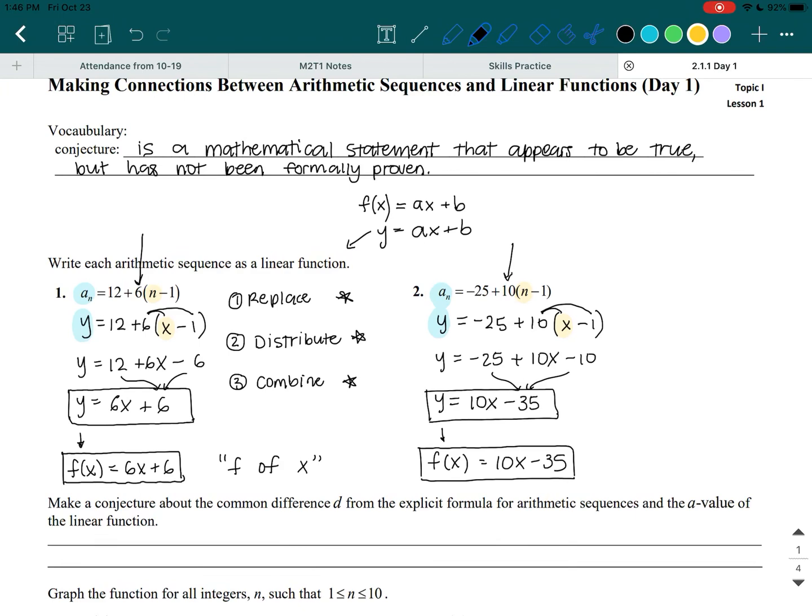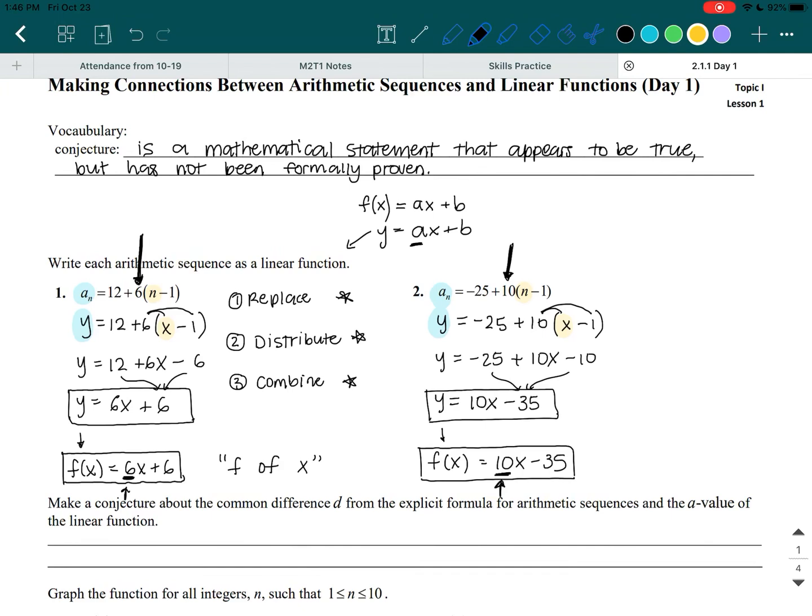And the a value of the linear function is this one. So that would be this number and this number. So you're noticing, hopefully, that in our first problem, the d value was 6 and the a value was 6. In the second problem, you notice that the d value is 10 and the a value is also 10. So what do you guys think? I'll give you guys some time to write down your conjecture, and after you unpause the video, I'll write down my conjecture.